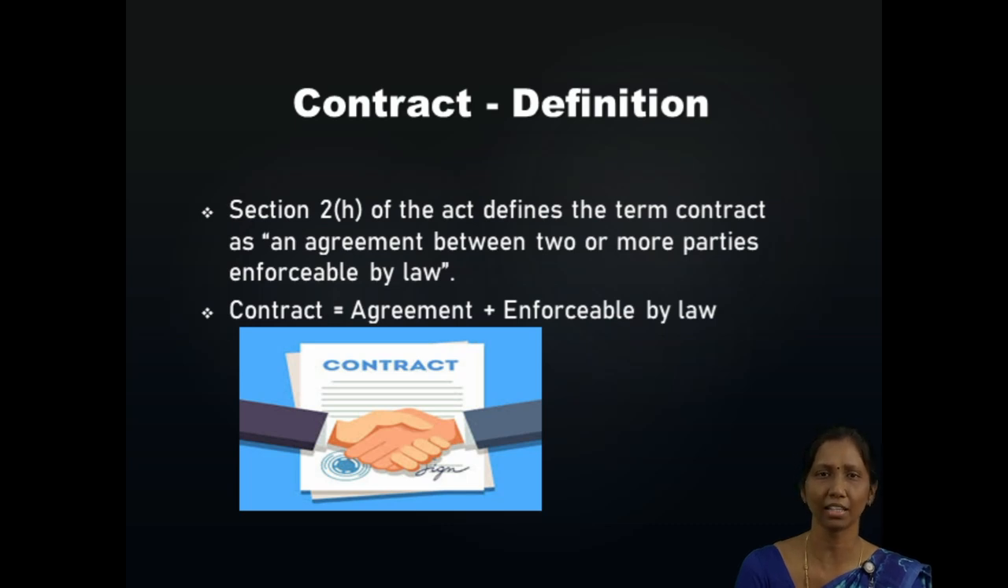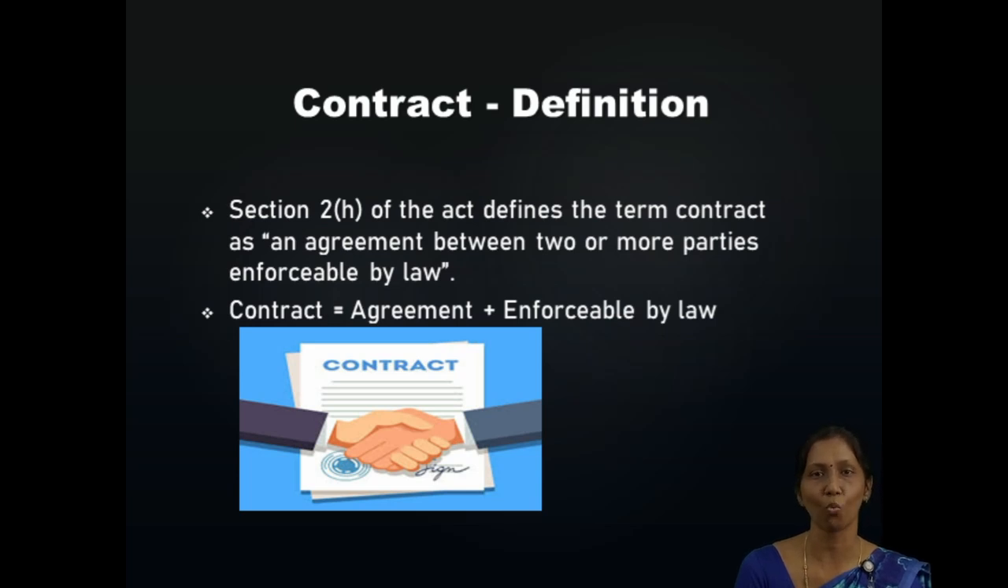A contract is nothing but an agreement between two or more parties enforceable by law. If it is a contract, there should be two terms, it is compulsory. What are the two terms? Agreement and enforceable by law. If these two concepts exist, we can say it is a contract. So a contract is an agreement enforceable by law.